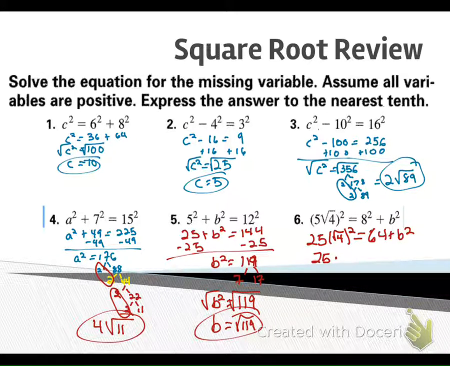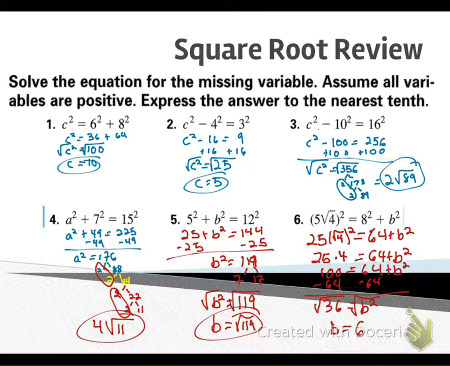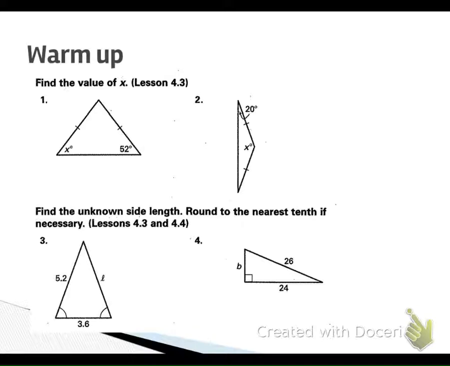So those are inverse operations. You have a square and a square root happening. They negate each other. And so you're left with just 25 times 4, which is 100, equals 64 plus b squared. We're going to finish this up by subtracting. 36 equals b squared. Square root both sides. b has to equal 6. So for our first one, what's the value of x?